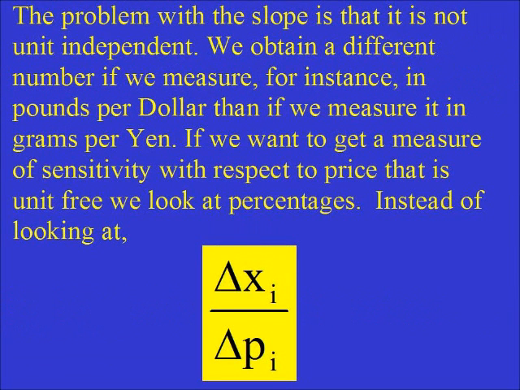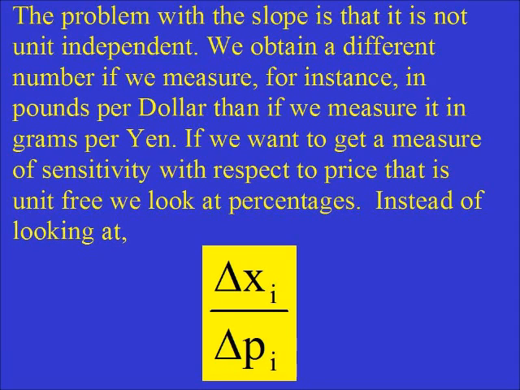The problem with the slope is that it's unit dependent, and therefore it can cause us problems if we try to compare two different commodities that are measured in different units. For example, we obtain a different number if we measure in pounds per dollar than if we measure in grams per yen. So if we want to get a measure of sensitivity with respect to price that is a unit-free measure of sensitivity, we need to look at percentages.